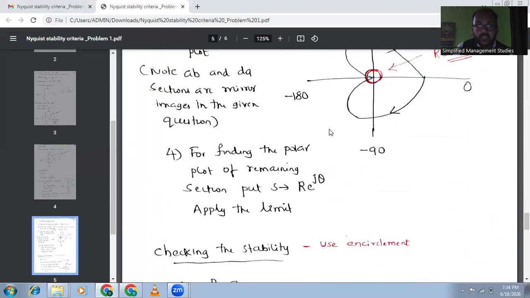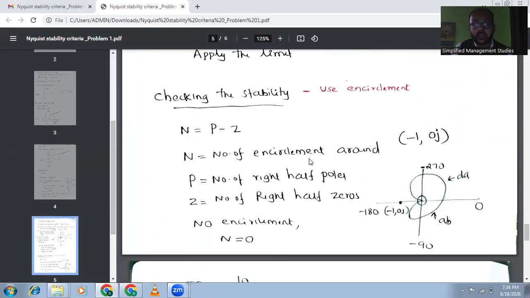S should be, for the last plot, we have to put S equal to R e to the power j theta. How to check the stability? In order to check the stability, there is one rule called number of encirclement. How do you calculate the number of encirclement? Yes, of course. Here we have a formula.